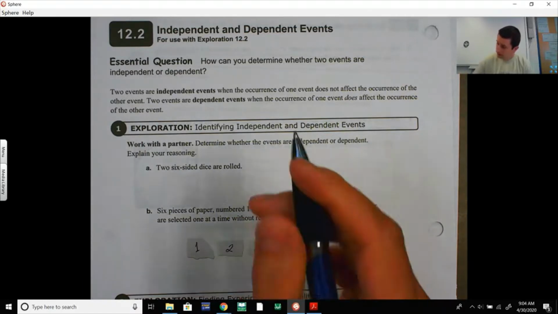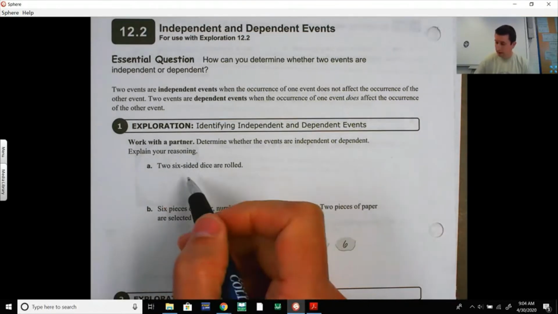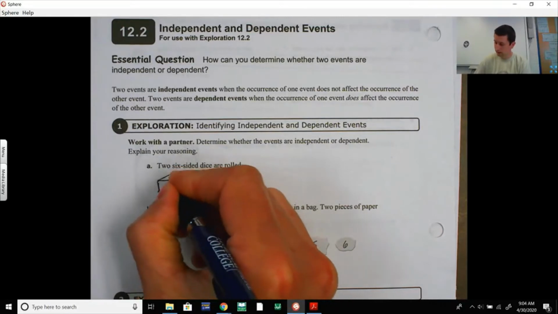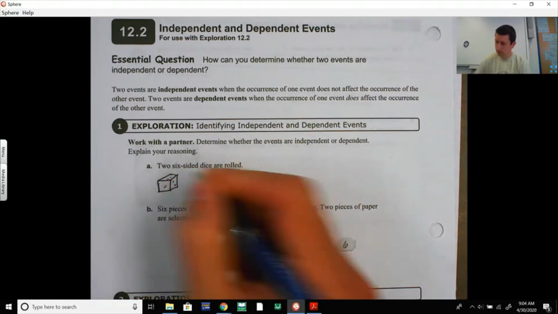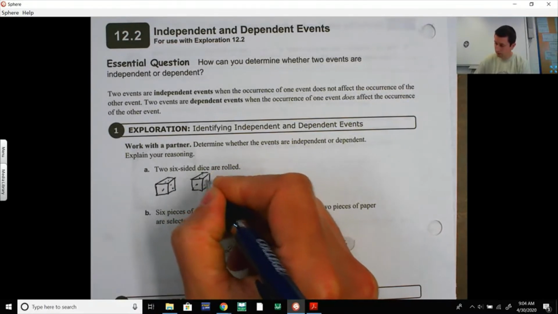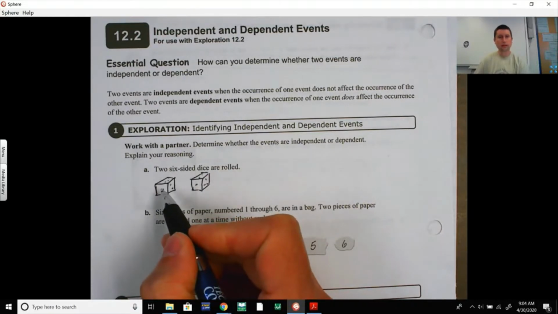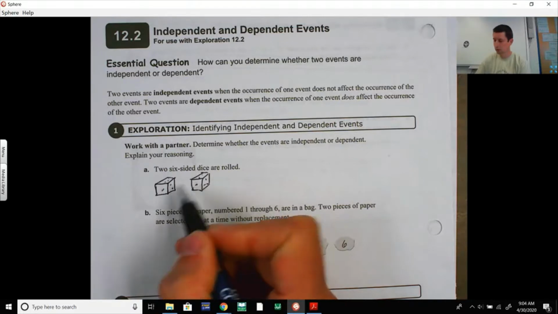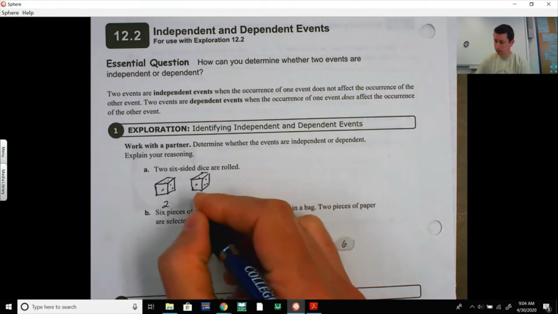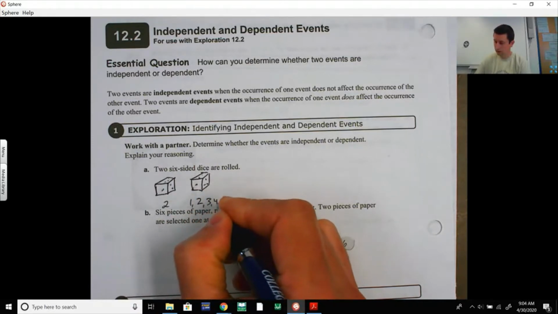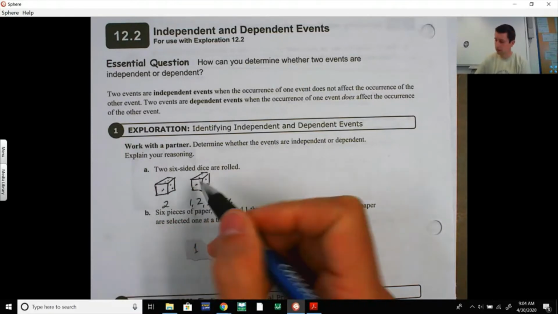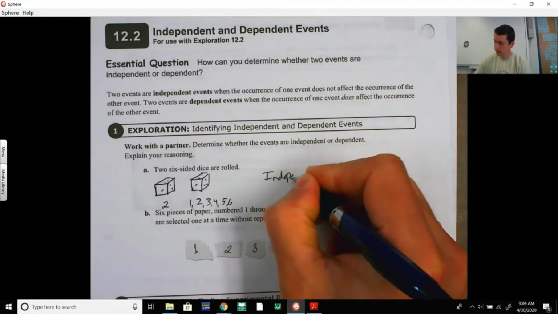Okay? So determine whether the events are independent or dependent. Part A: two six-sided dice are rolled. So you have two dice, and they're being rolled. Does the result of one affect what's going to happen over here? Like if you roll a 2 on this one, can you roll a 2 on this one? Well, yeah, of course you can. You could have 2 and 2. You can have any of these. So what happens with the first die has no effect on what happens on the other. So these would be referred to as independent events.